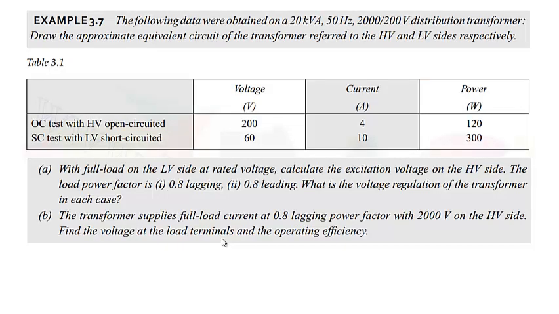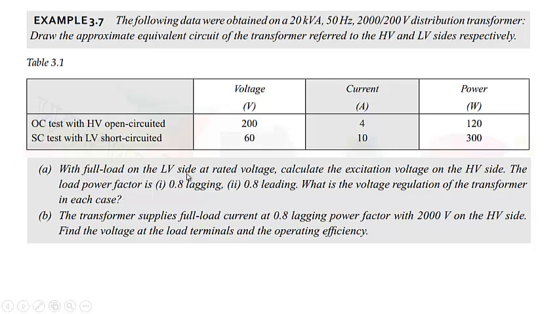Now let us try to do some numericals, so you will get quite acquainted and it will be quite easy for you to understand this type of concept. The following data were obtained on a 20 kV 50 Hz 2000/200 V distribution transformer. Draw the approximate equivalent circuit of the transformer referred to high voltage. This we have already drawn. Actually we need to take the data of this and use it here to calculate different voltage regulations.